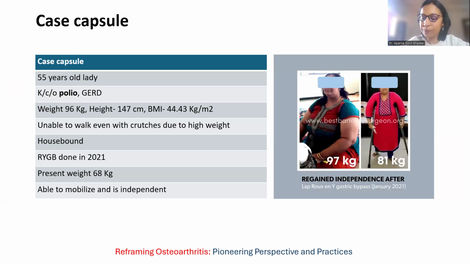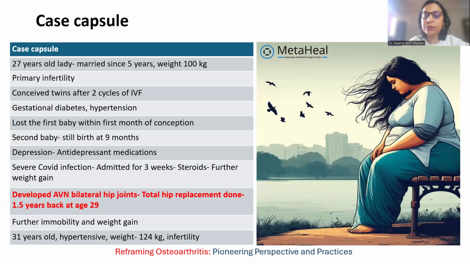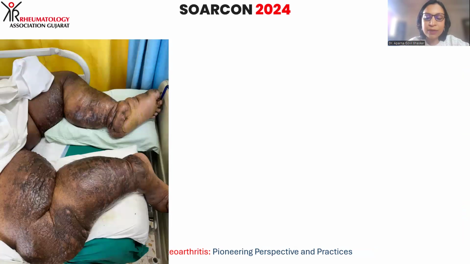We also see another set of patients which have disabilities, especially patients with polio, where obesity is a major and functionally important problem, and which compounds the mobility issues even further. This is another patient who had avascular necrosis of bilateral hip joints at a very young age. She actually needed to undergo a total hip replacement at a very young age of 29. And she underwent bariatric surgery a few months back with us, and is preparing for the replacement of another hip. And the AVN actually was a result of continued steroid administration, because she had a very severe episode of COVID infection at that time.